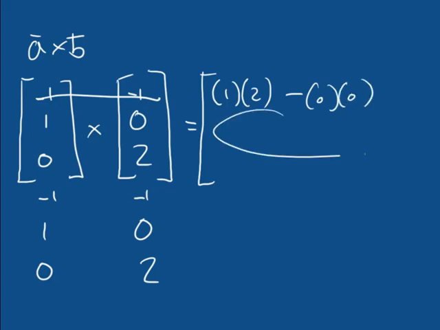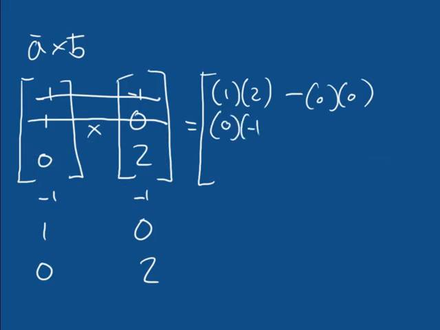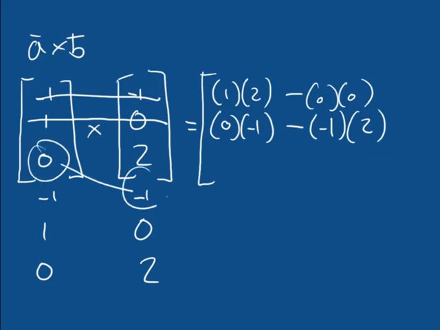For the second component of our result, I'm going to take the second row of numbers and put a cross through it. I'm then interested in the next two rows of numbers beneath that, and we follow our rule. Top left multiplied by bottom right, so 0 multiplied by minus 1, minus bottom left times top right, minus 1 multiplied by 2. So top left multiplied by bottom right, minus bottom left multiplied by top right.